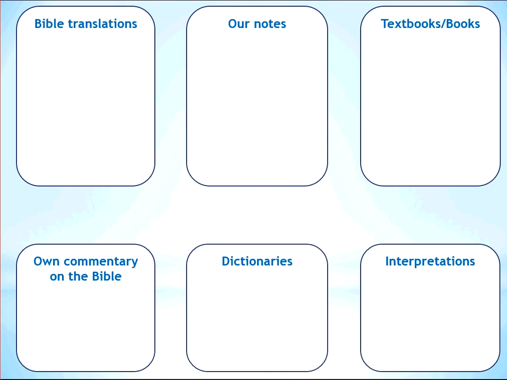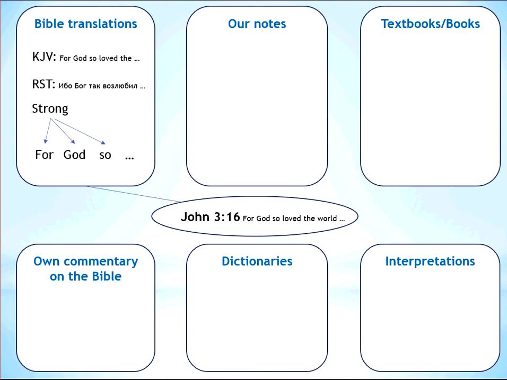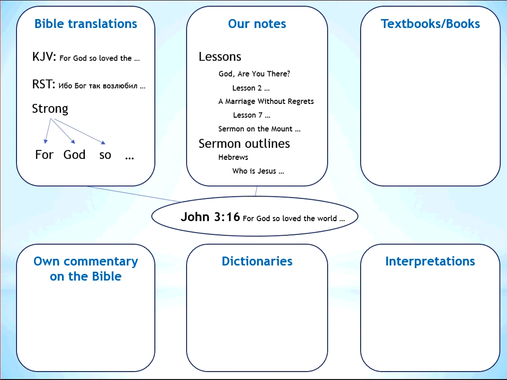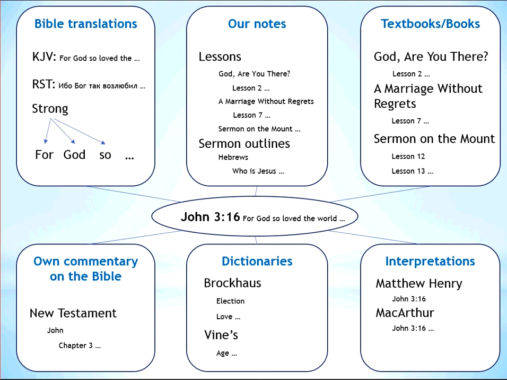So when we read the Bible, like for example John 3:16, we have the ability to see this verse in different Bible translations, the meaning from Strong's Concordance, where this verse is mentioned in lessons that we have studied, in notes from sermons that we have listened to, and in our other notes connected to our personal devotions, our personal comments about the verse or about the individual words of the verse, where this verse is mentioned in textbooks, other books, concordances and commentaries. We can look at this verse from different perspectives and contexts, and we can be reminded of what we have already studied about this verse.